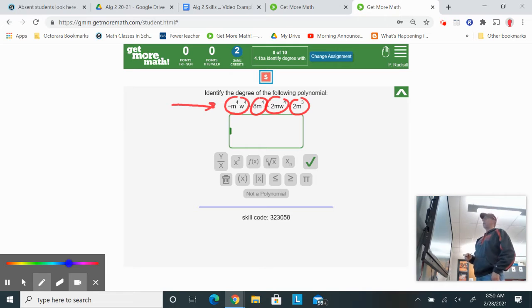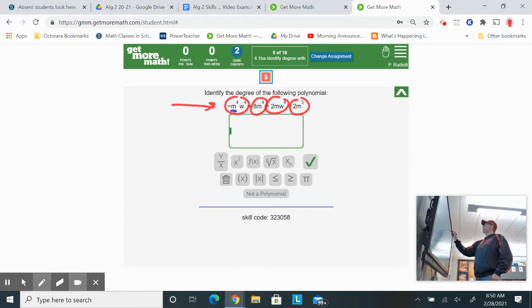So to determine the degree of each term, look at the variables in the term. First term has an m to the fourth power. So look at the variable, of course, and look at the exponents of 4. Then there's a w and another 4. Add those two 4s together. So the first term has a degree of 8.